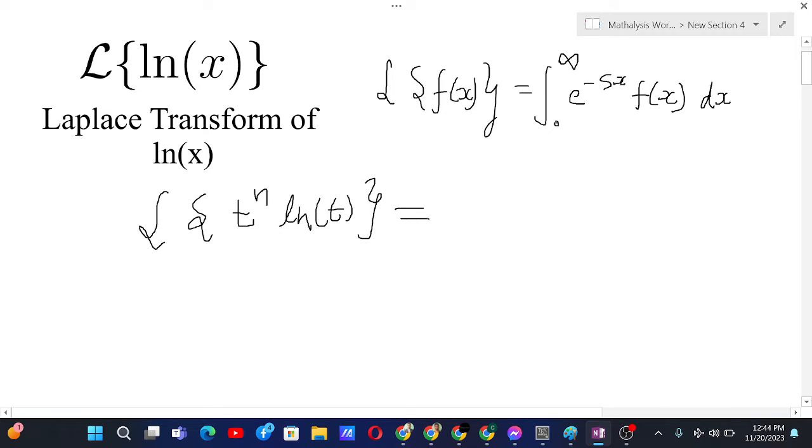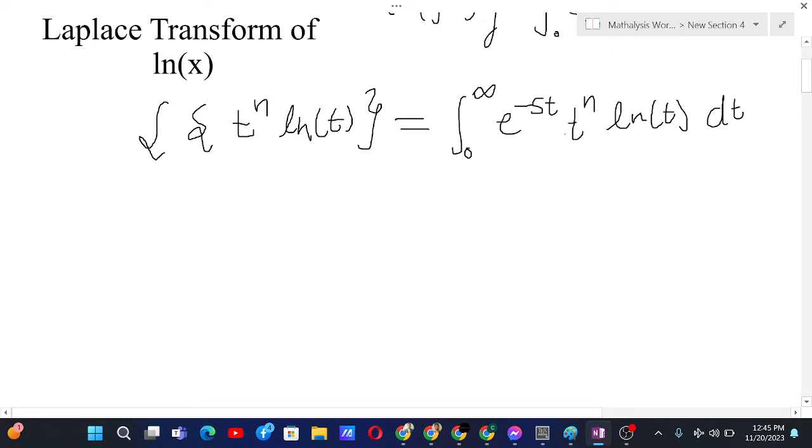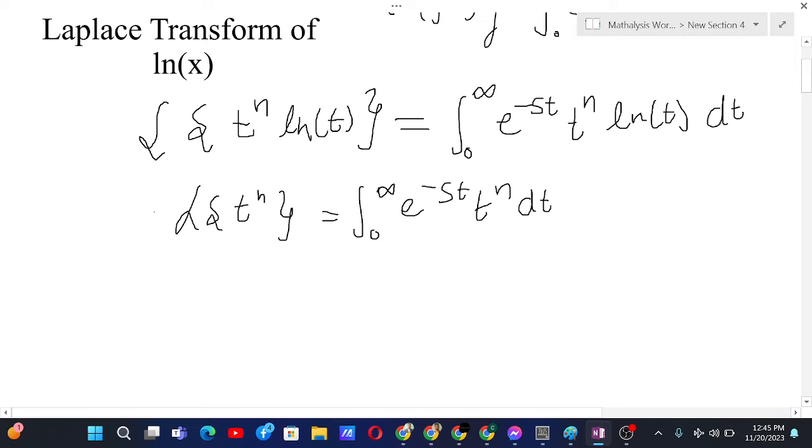And this is represented by the integral 0 to infinity e to the power minus st t to the power n ln of t dt. Now, the reason why this is easier to calculate is that we already know the Laplace transform of t to the power n. The integral representation is 0 to infinity e to the power minus st t to the power n dt. And the Laplace transform we know is gamma n plus 1 by s to the power n plus 1.